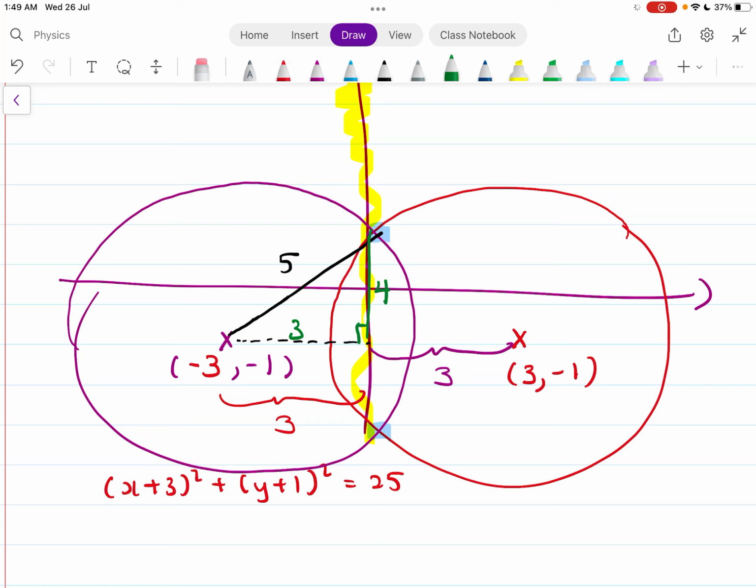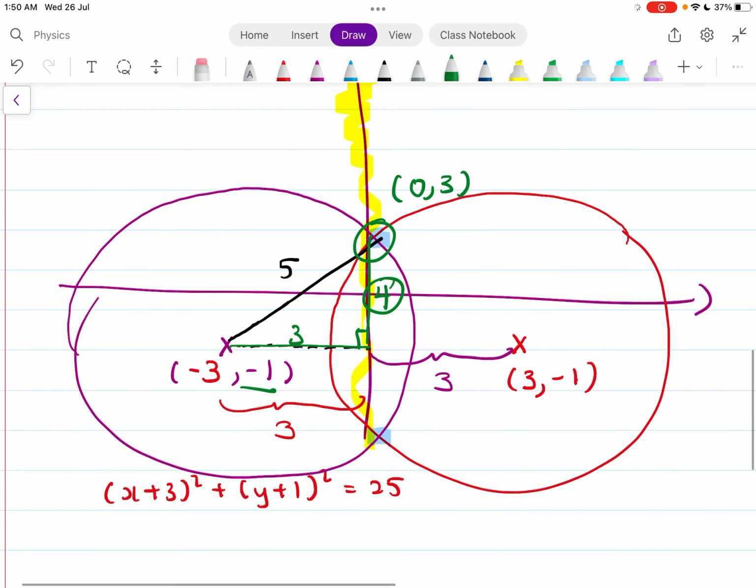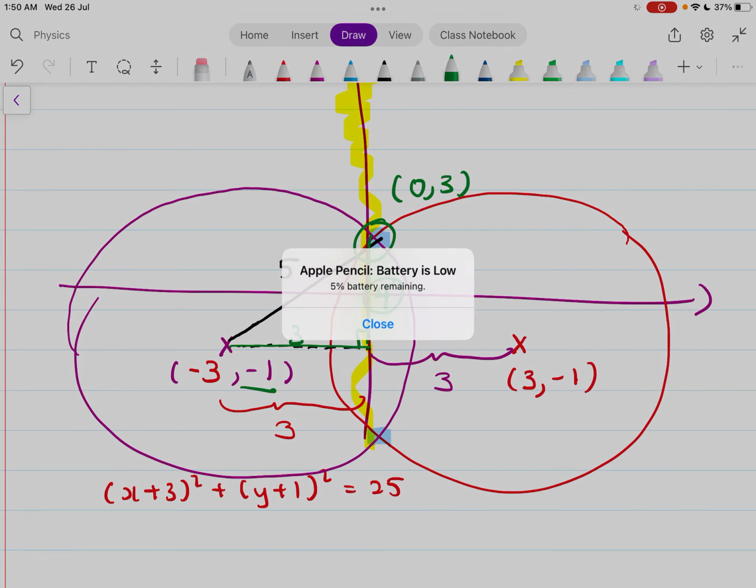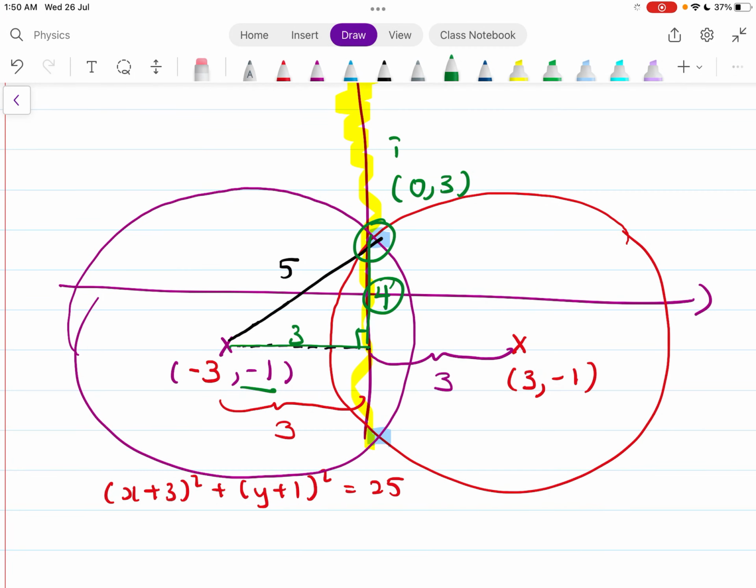Okay, next I want to determine this point. So this point, you simply just go back. Okay, so let's determine the x coordinate first. So for the x coordinate, -3, you go towards the right hand side by 3 units, so you realize that it's actually 0. Okay, what about the y coordinate? So it's 4 units here. So -1, you go up by 4 units, which will give you 3. So the intersection is actually 0, 3. That's the first intersection right here.